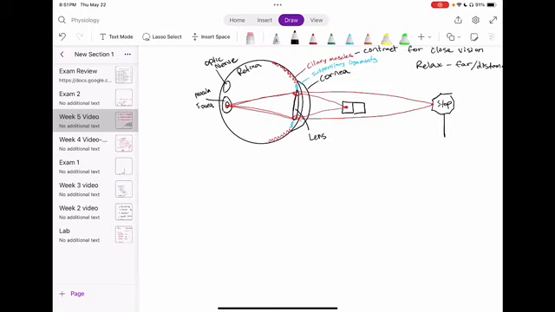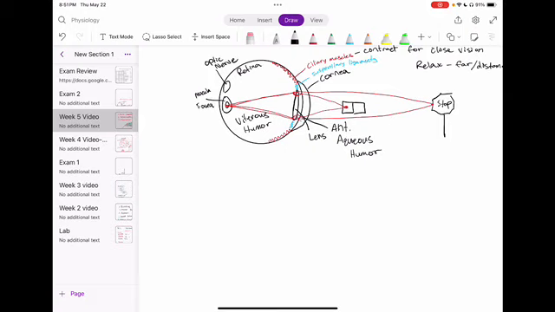Also, something I forgot to mention is we have different chambers of the eye. This is the anterior chamber. This has aqueous humor. And here in the back, this has vitreous humor. So it's all this liquid type of stuff.